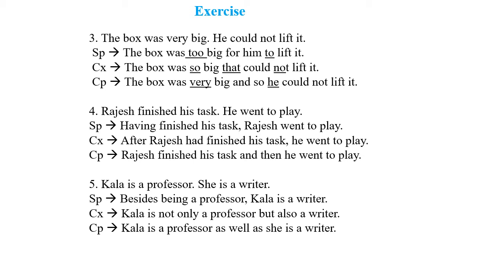Kala is a professor, she is a writer. On seeing the sentence itself, we can find that this sentence belongs to the besides type. So besides being a professor, Kala is a writer. Simple sentence. Kala is not only a professor but also a writer. Complex. Kala is a professor as well as she is a writer.